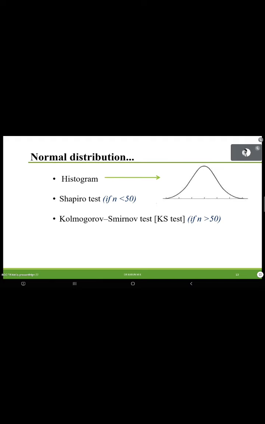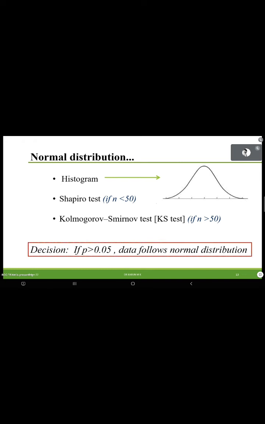Based on what can you say your data follows normality? You just do the Shapiro test or the Kolmogorov-Smirnov test, depending on the sample size, and look at the p-value. There will be something known as the p-value. If that p-value is greater than 0.05, your data follows normal distribution. When you use any software, it will display something known as the p-value, a probability value. If that value is greater than 0.05, then you can say your data follows normal distribution.